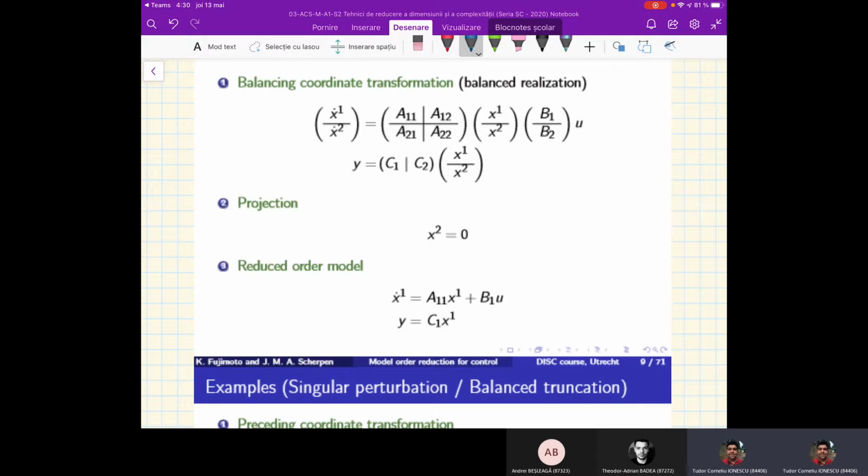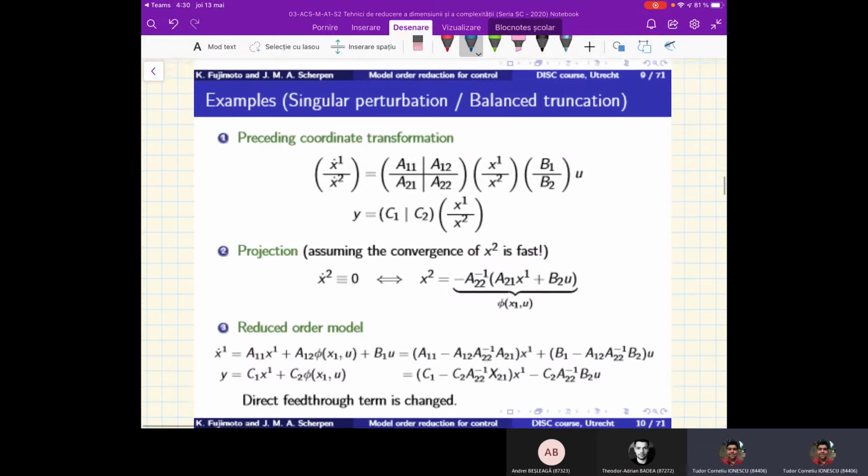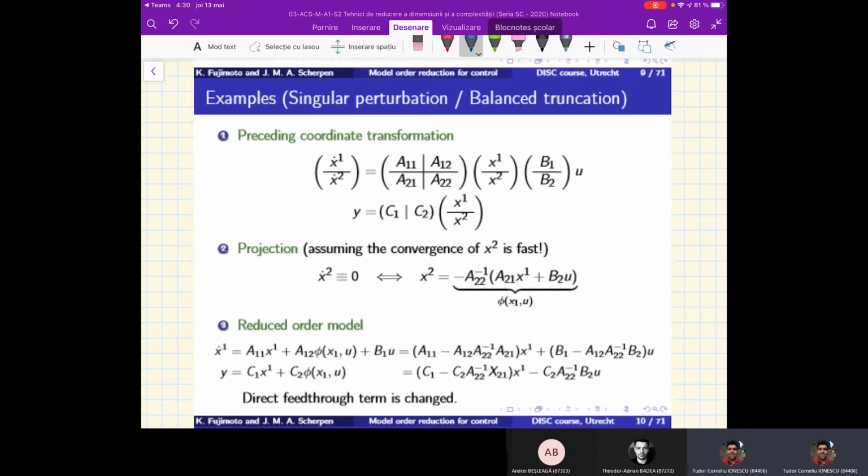This is x1 and x2 dot. This is the dynamics split into blocks accordingly. And then you do the projection, which means that you take x2 equal to 0. Okay, and then the reduced order model is this one. This is the way model reduction has been done so far in balance truncation, Hankel norm approximation, and essentially all the SVD-based techniques. You can also do singular perturbation in the sense that you take x2 dot equal to 0. We've done that before.